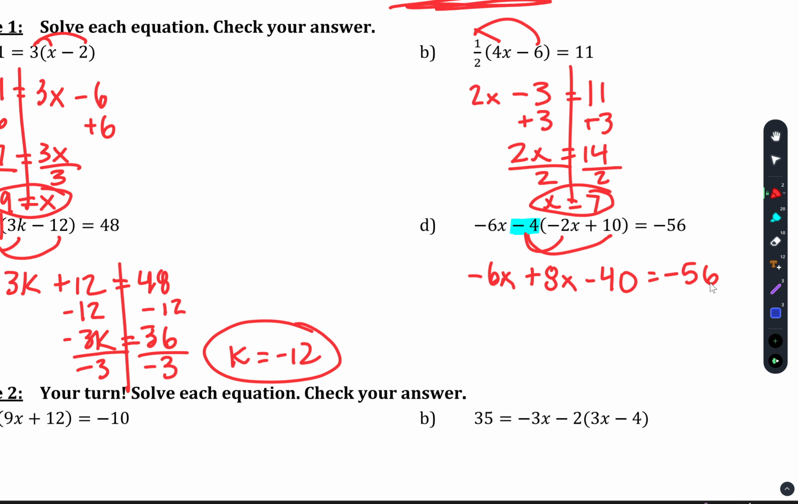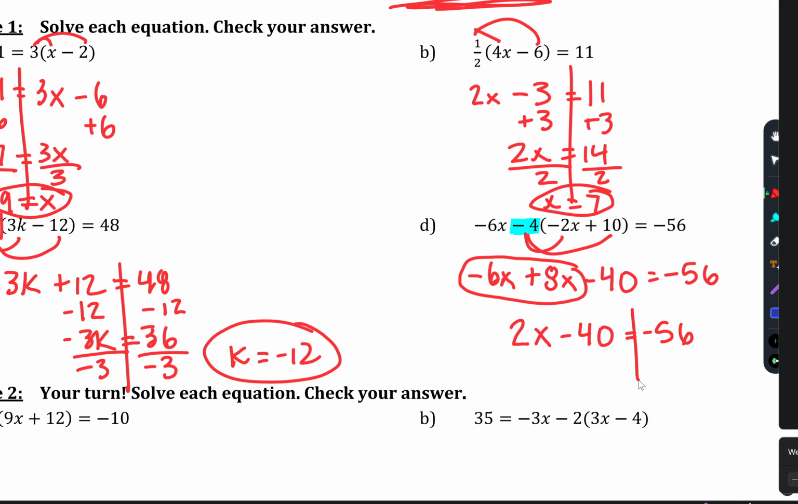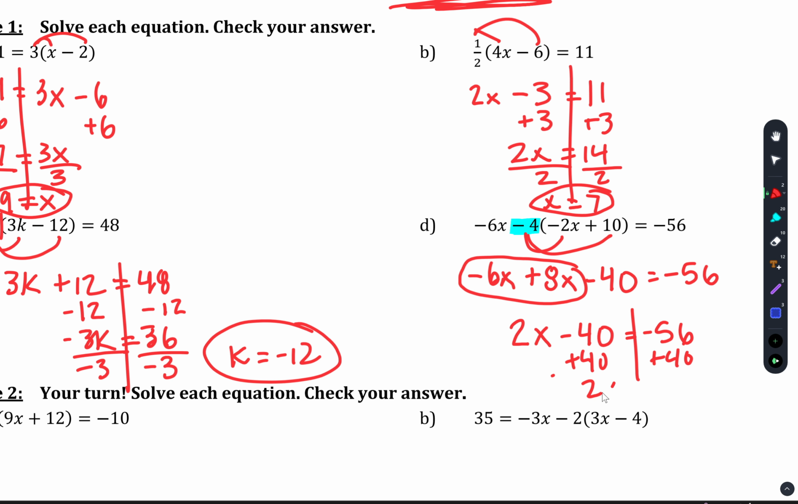From here, we can combine our like terms. Do we see the 2 like terms in this problem? They have the same variable with the same exponent. I'm going to combine the coefficients negative 6 and 8 to get 2. And then the variable x stays the same. And that's literally the only difference, is that we had to distribute and then combine like terms. From here, I'm still going to add 40. And then 2x equals negative 16. Divide everything by 2. X equals negative 8.